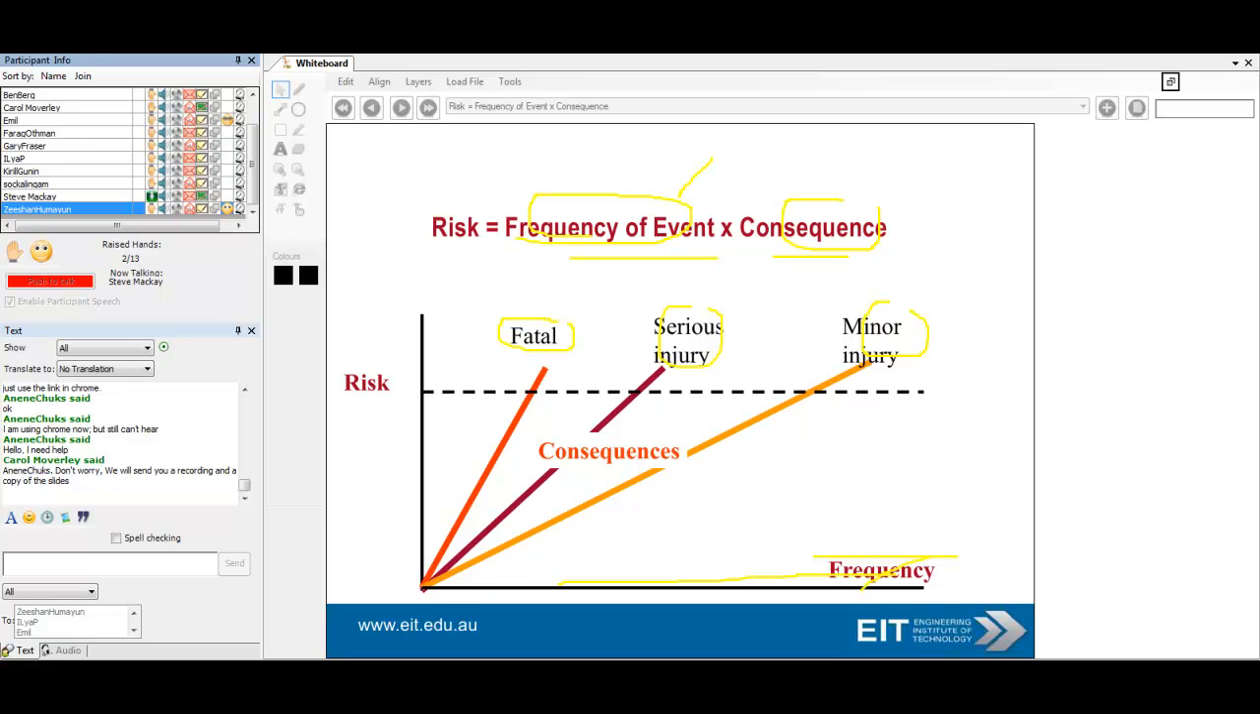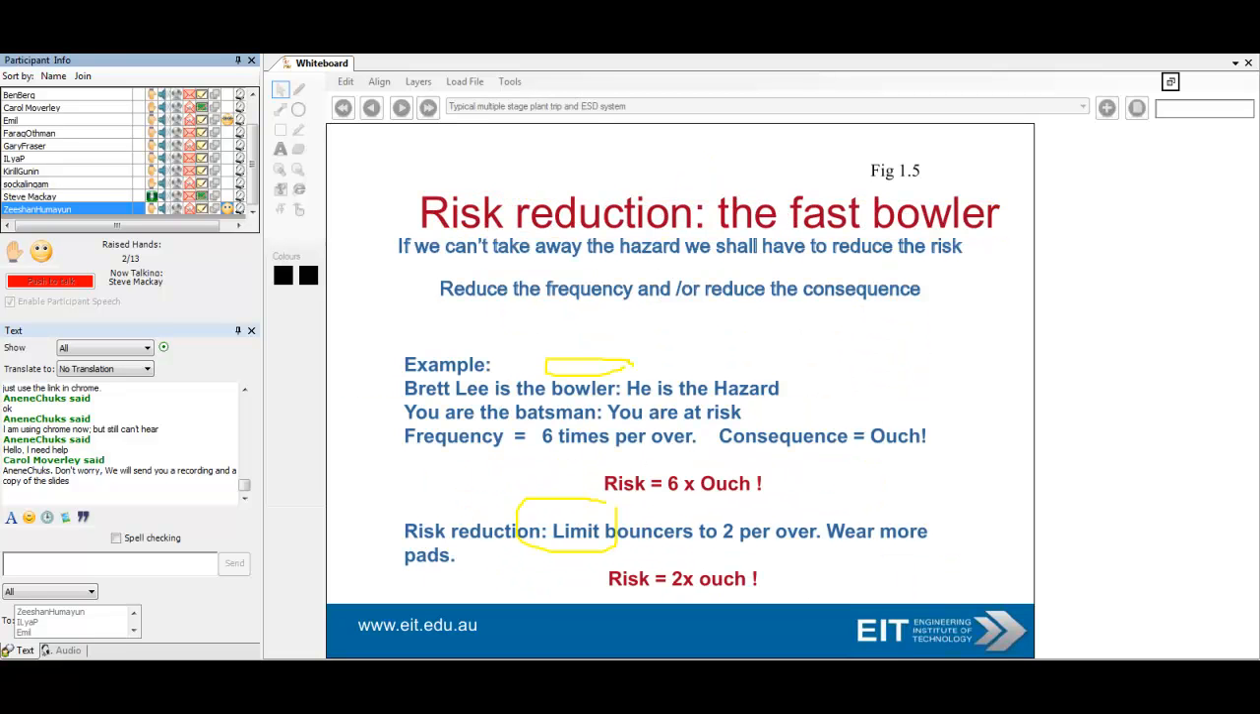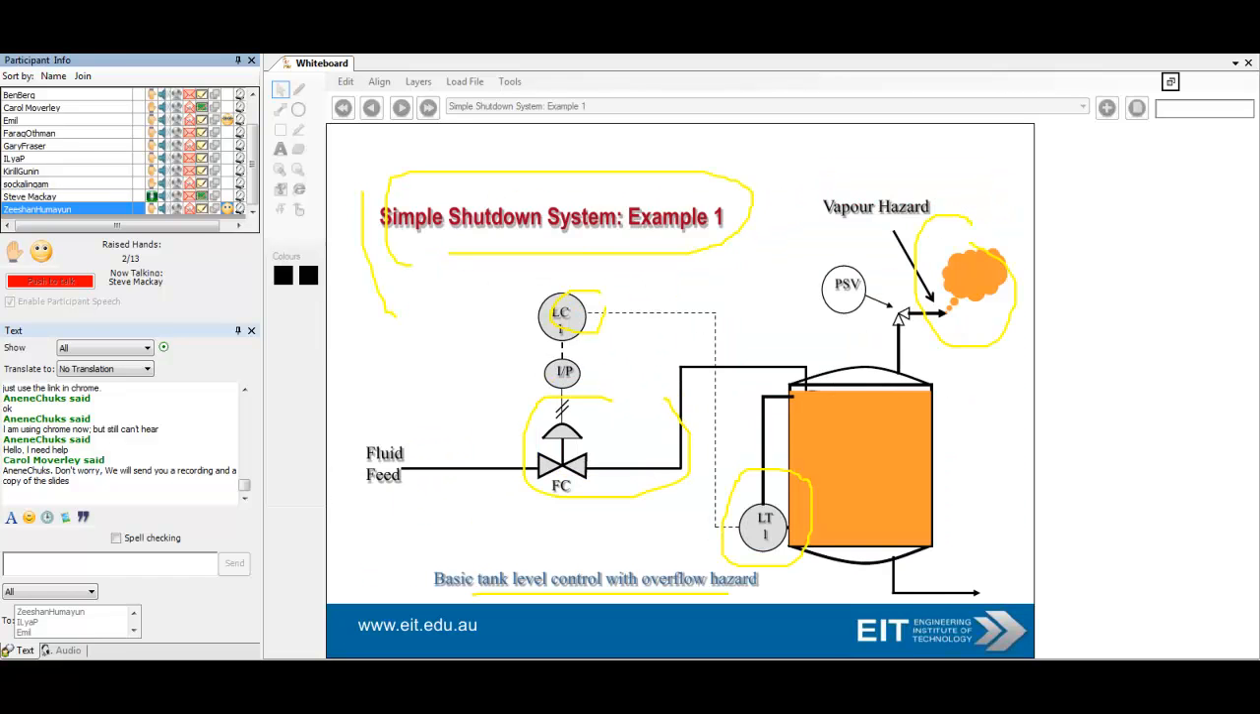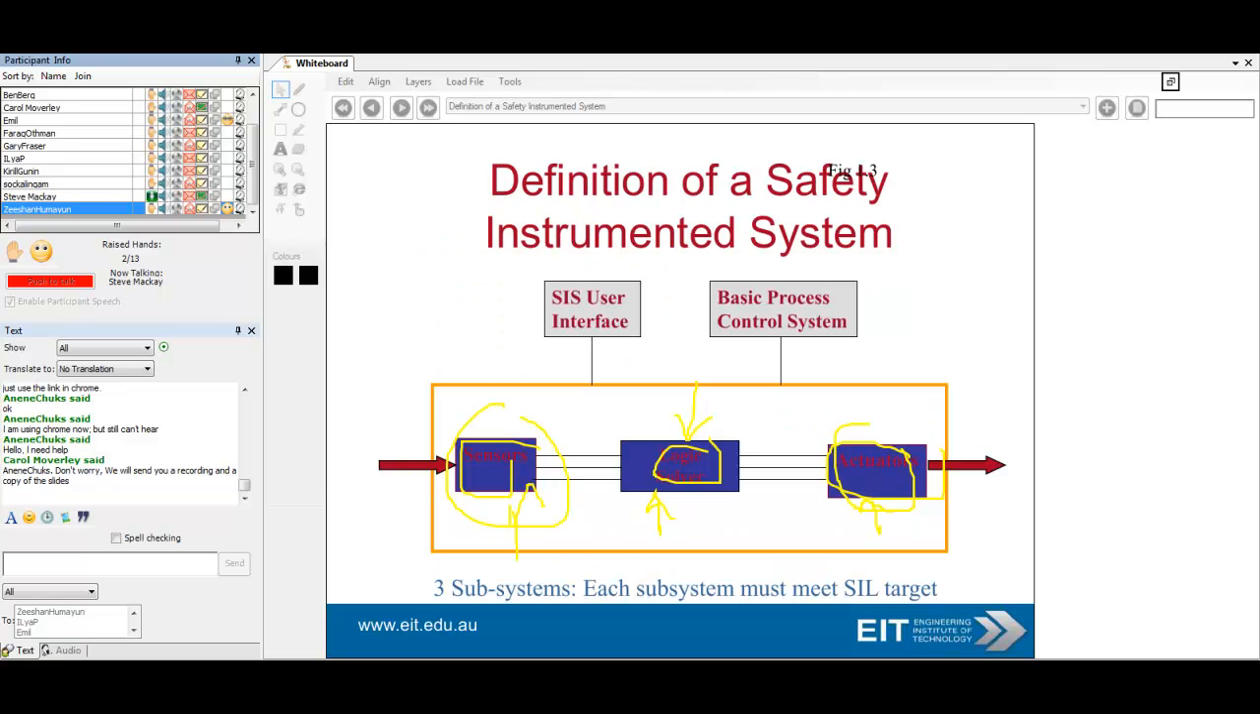But we will provide all these slides to you, so don't worry, Anine Chucks, they will be provided, although you obviously can't hear me. So just bear in mind also that the protection system is completely different to the actual control system. It's quite important to realize that.